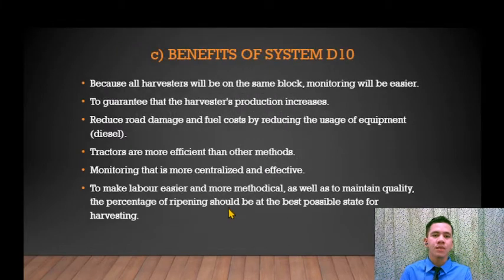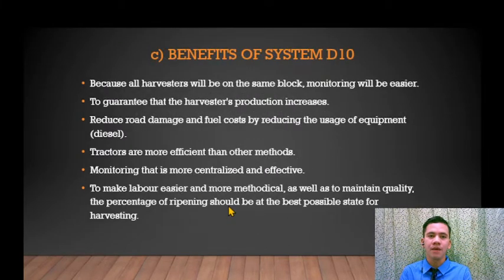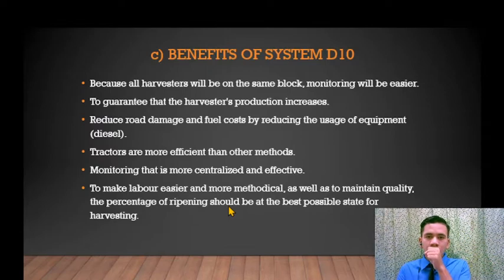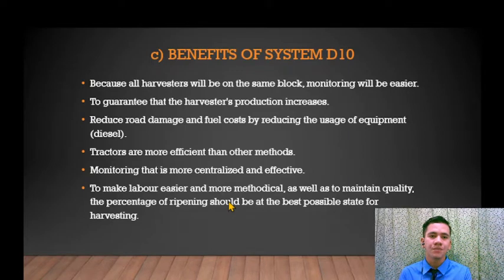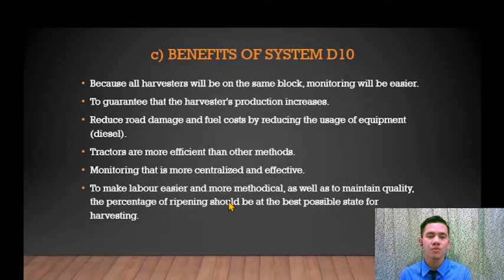Next is benefit of System D10. Because all harvesters will be on the same block, monitoring will be easier. It guarantees that harvester production increases and reduces road damage and fuel costs by reducing the use of equipment like diesel. Next, it is straighter and more efficient than the previous method.